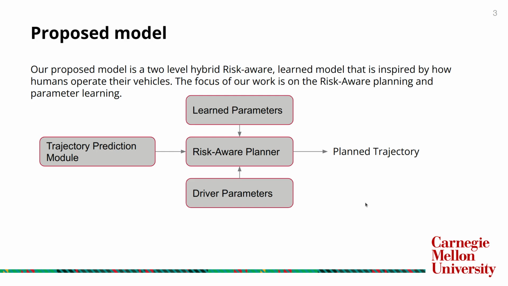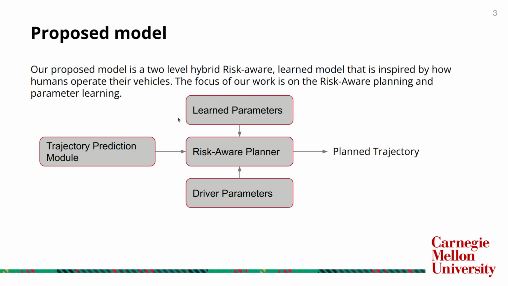So we propose a simple model of reflecting human behavior in this simulated model by predicting the trajectory of all surrounding vehicles to this ego vehicle that we want to replicate the human behavior in, and then planning a risk-aware cost grid that we can navigate through.